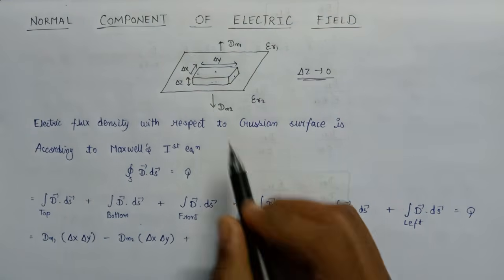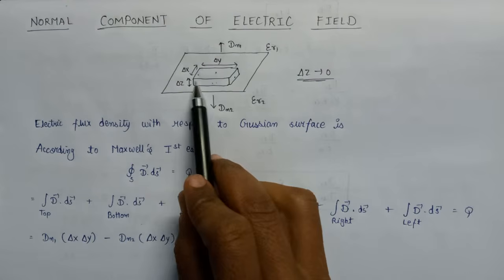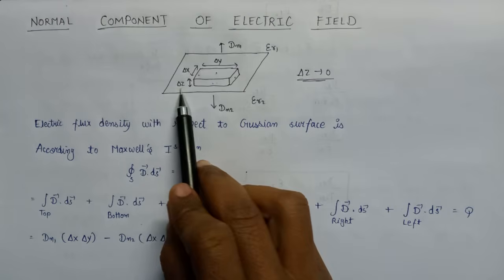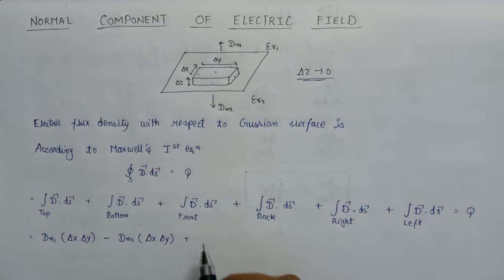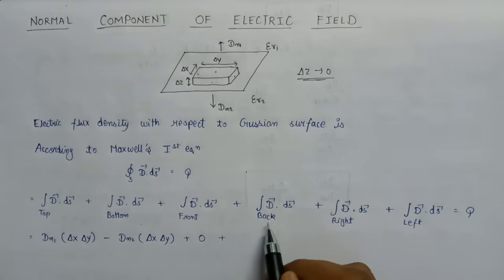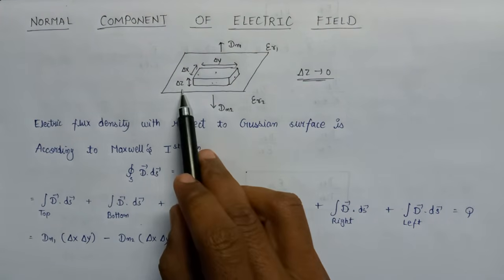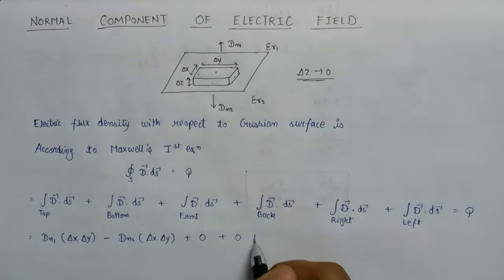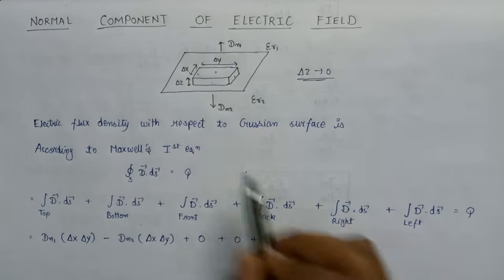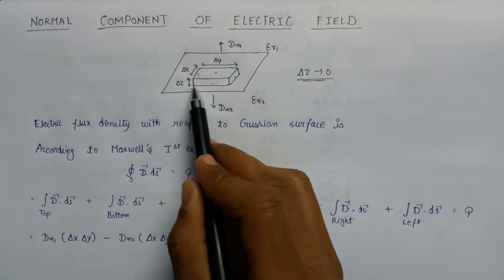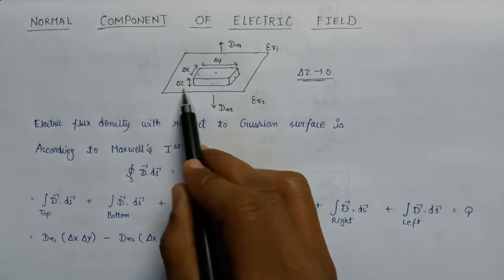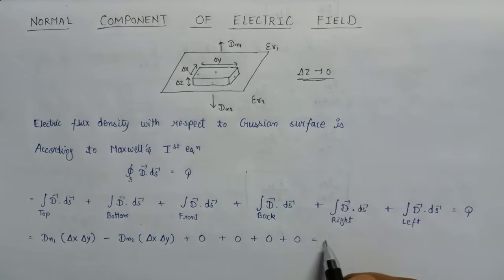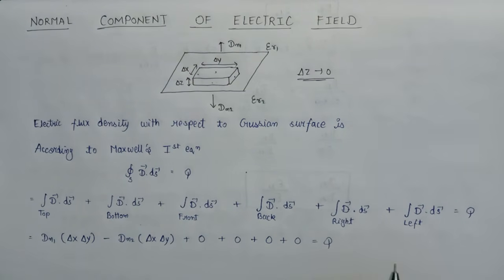Now for the front surface there are two parameters, that is length and also height, and since we assume that del z is 0, that's why this whole component will become 0. For the back surface there are also two components, del z and del y, and del z is 0, that's why this is also 0. Similarly for the right surface there is del z and del x. Since del z is 0, therefore this is 0 and the left component also becomes 0, equals the charge enclosed by that surface.